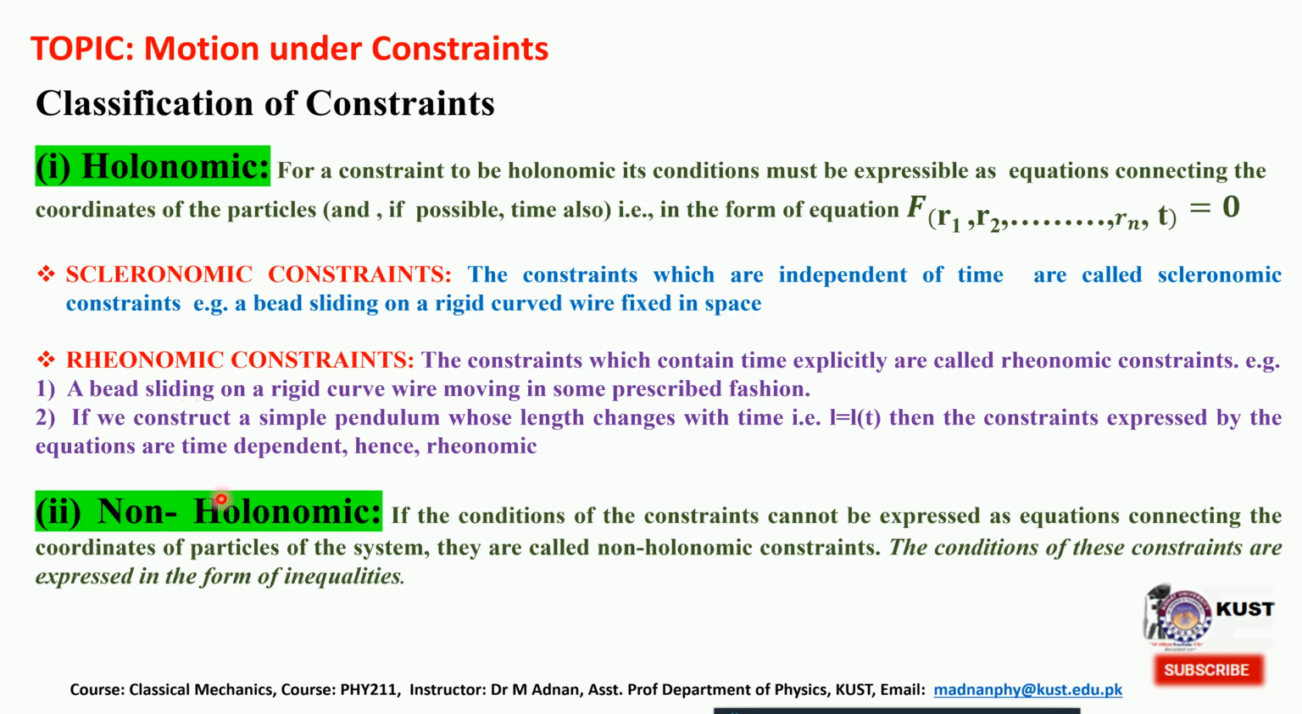The non-holonomic constraints are those constraints where the equation of the constraint cannot be expressed with the help of such an equation, but such constraints are expressed in terms of inequalities. We will see examples of non-holonomic constraints in this lecture as well.